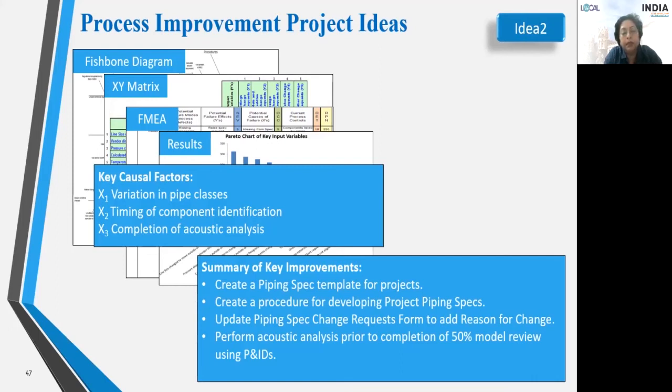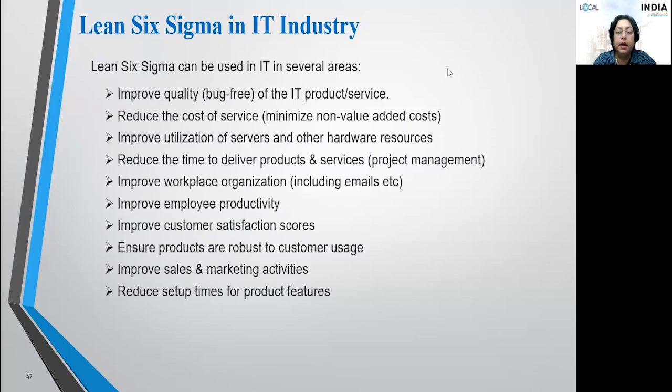Summary of key improvements: create a piping specification template for projects, create a procedure for developing project piping specs, update the piping specification change request form to add reason for change, perform acoustic analysis prior to completion of 50% model review using PNIDs. Lean Six Sigma is very successful in the manufacturing industry.